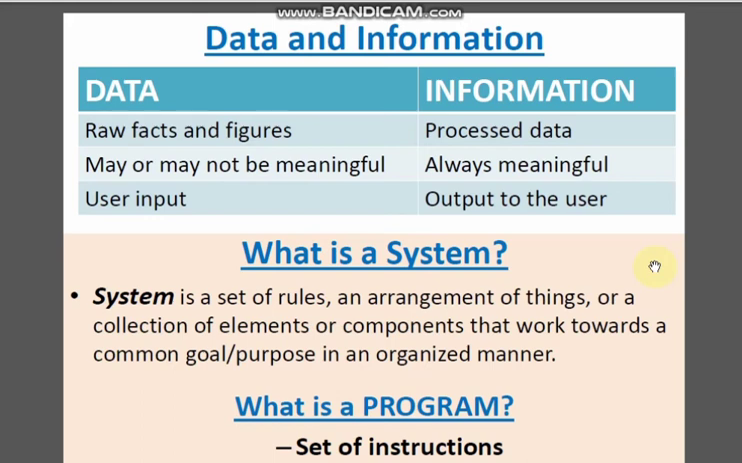Now what is a system? A system is a set of rules, an arrangement of things or a collection of elements or components that work towards a common goal or purpose in an organized manner. And the program is of course the set of instructions.